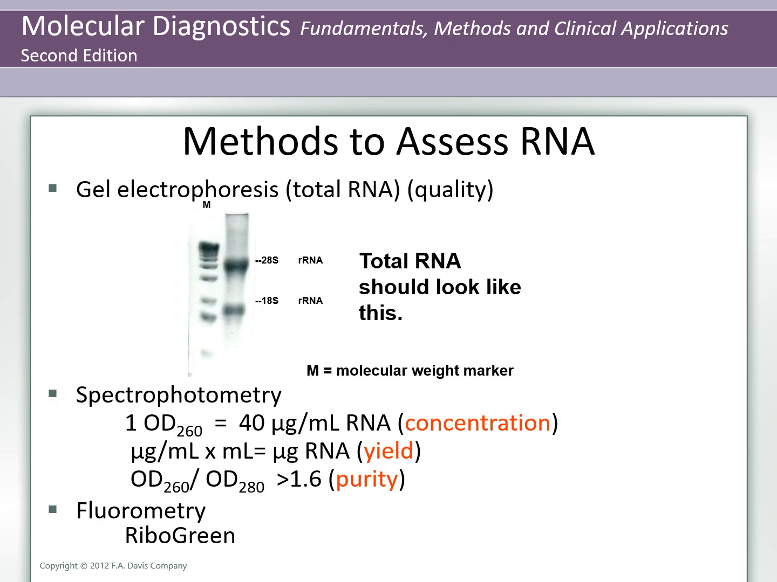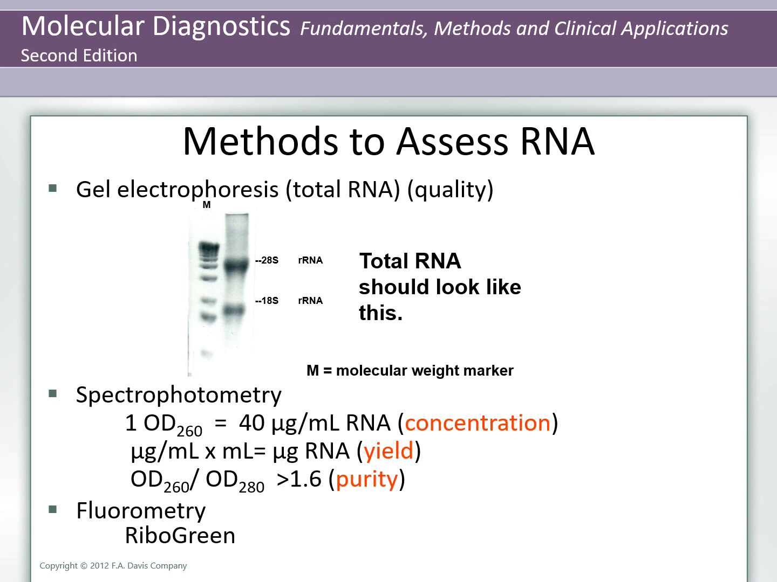The last slide discusses the methods to assess the RNA once it's been extracted. High-quality total RNA appears as two distinct rRNA bands when assessing by gel electrophoresis. This will be discussed in more detail in Chapter 5. RNA yield can also be assessed using spectrophotometry similar to DNA to measure the absorbance, the optical density. One optical density unit at 260 nanometers is equivalent to 40 micrograms per milliliter of RNA. To calculate the yield after preparation, multiply the concentration times the total sample volume.